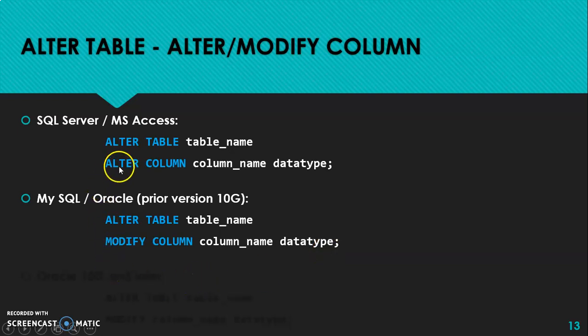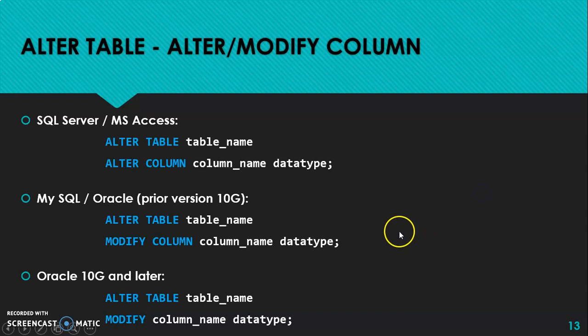and the only difference between these two syntax is that here we are using alter, here we are using modify. If you are using Oracle 10G or later version, then the syntax becomes alter table, table name, modify column name and data type. Here you can see the keyword column is not used in 10G or later version. Again here also your table should exist, your column should exist, and there is a change in data type.